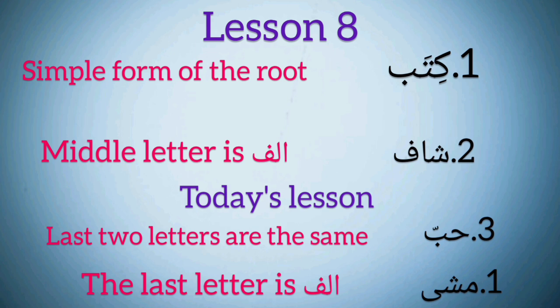But in today's lesson, the third type of verb is where the last 2 letters are the same, the letters that have tashdid, where we pronounce the vowel twice, like habba. The last root is the one where the last letter is alif, like misha. It's written mishi, but we have to read it misha.